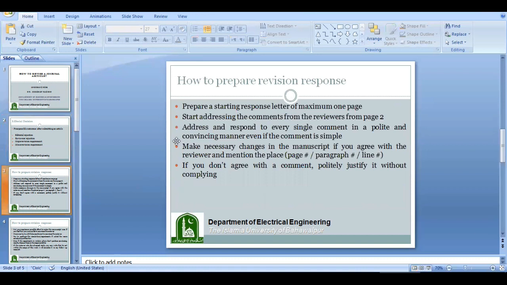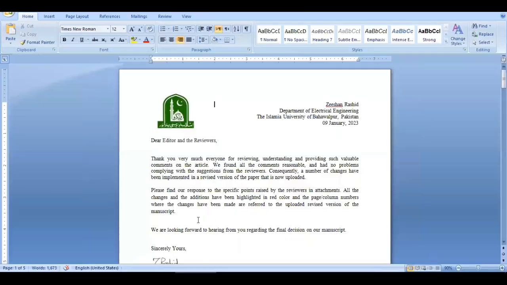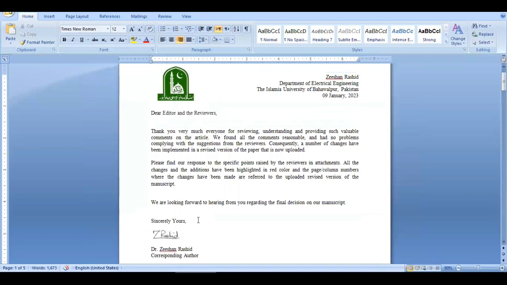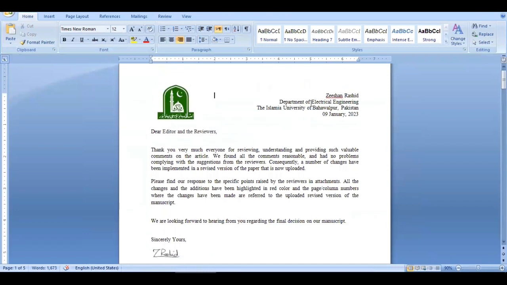So these are the fundamental points which are extremely important before preparing the revision. First of all, you have to prepare a starting response letter of maximum one page. In the response letter, this is the starting page at which you will just introduce the remarks which are asked by the reviewer. I will show you an example of a response letter.